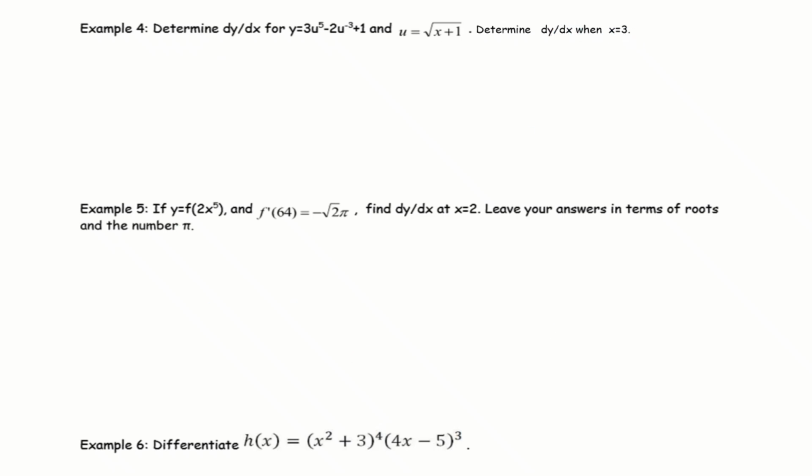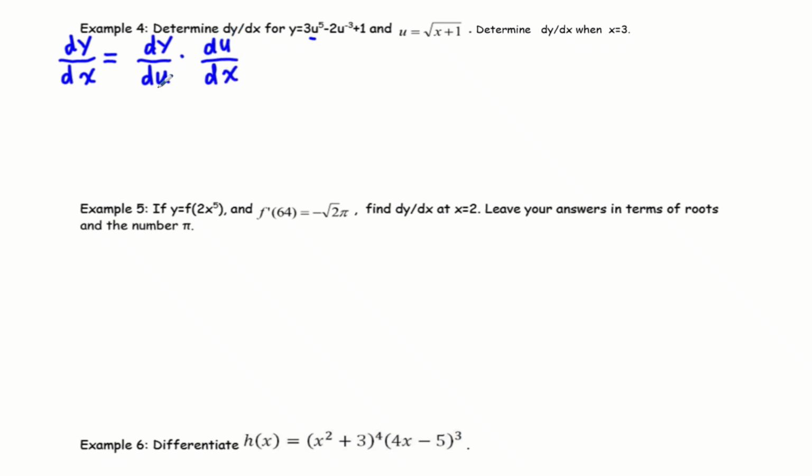So example 4, dy dx. We know that with the Leibniz notation dy dx, if the variable is u, then we do dy over du first, then times du over dx.